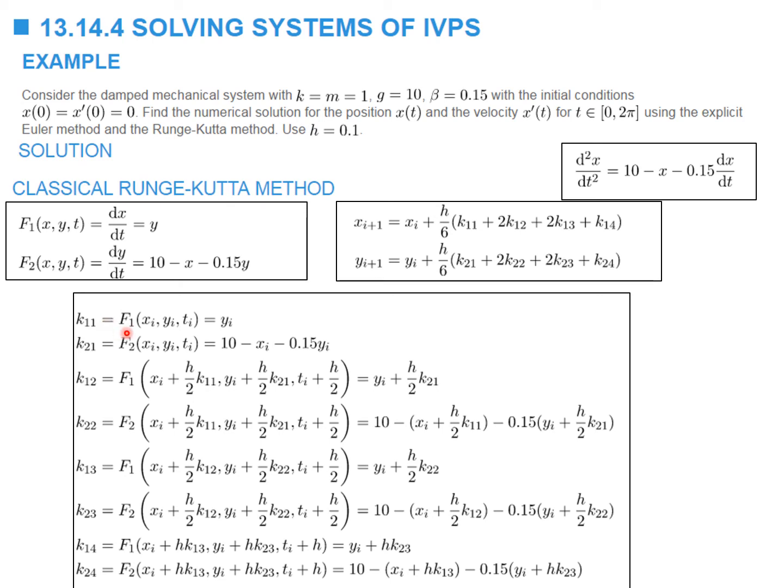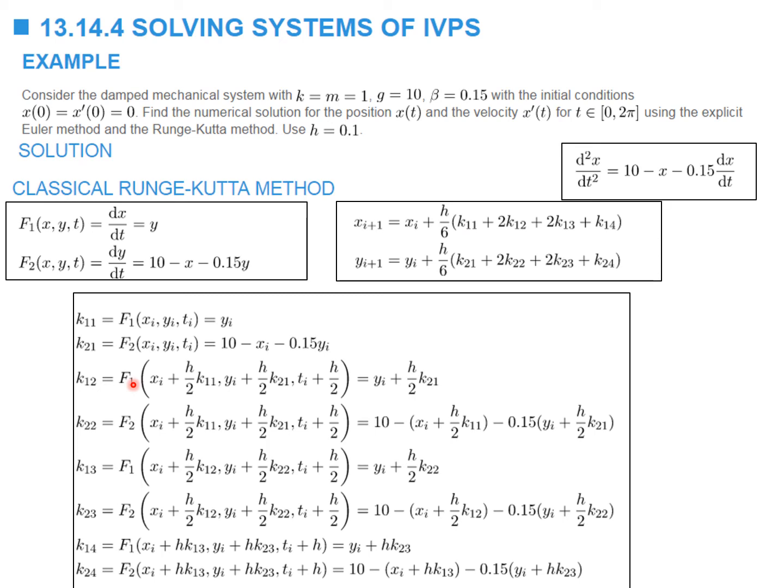K11 is the slope of dx by dt evaluated at the initial time point. So dx by dt is given as y, and so it's y sub i evaluated at the first point. The k21 is given as the slope f2, which is the slope of y, it's dy by dt. As you can see, the expression contains x and y and could contain t as well. Which values of x and y and t? It's the initial values, x sub i, y sub i, and t sub i, and therefore it's 10 minus x sub i minus 0.15 y sub i. So this is the value of k21, and this is the value of k11.